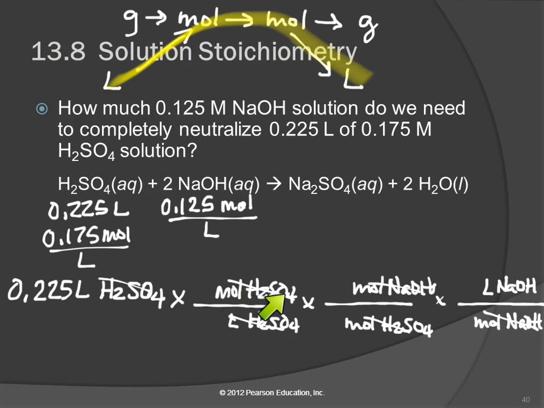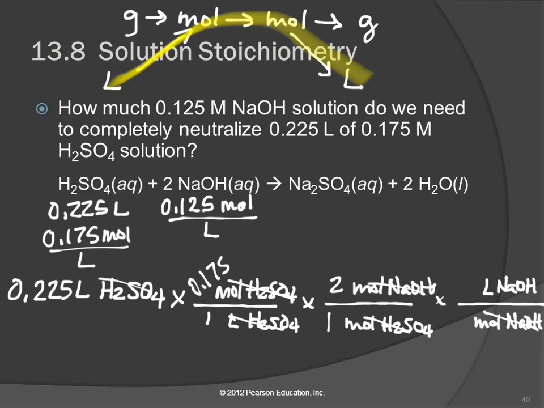So here, moles of sulfuric acid per liter of sulfuric acid. This is the molarity. 0.175 moles. If you want a number on the bottom, it would be 1 liter. This middle part, where do we get the numbers for moles to moles? From the equation. Very good. So we have 1 mole of sulfuric acid reacting with 2 moles of sodium hydroxide. So 2 moles of sodium hydroxide for every 1 mole of sulfuric acid.